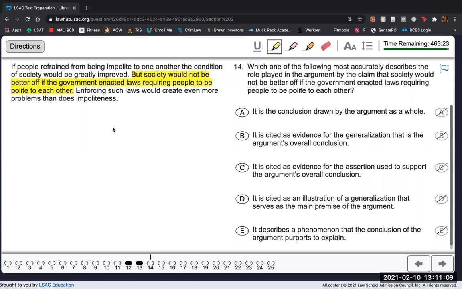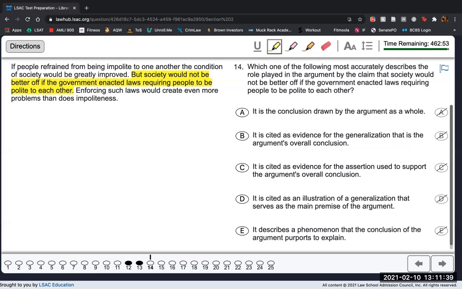So: if people refrain from being impolite to one another, the condition of society would be greatly improved. But society would not be better off if the government enacted laws requiring people to be polite to each other. Enforcing such laws would create even more problems than does impoliteness. So we've got a couple of conditions. The first sentence is saying, if people weren't impolite, here's what would happen. Here's our general world.